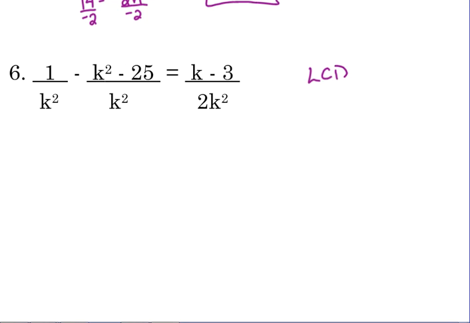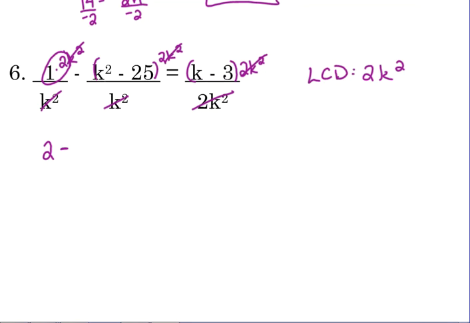Pretty easy LCD. It's just the 2k squared that will eliminate our denominators properly. So it completely cancels for the last term on the right side. The k squared cancels in the first and the second terms. So we've got 1 times 2. So we've got 2 minus, I'm going to put that 2 in front of my parentheses, the k squared minus 25, because it's going to be a constant that I distribute. And then the 2k squared cancels, so I just bring down the k minus 3.